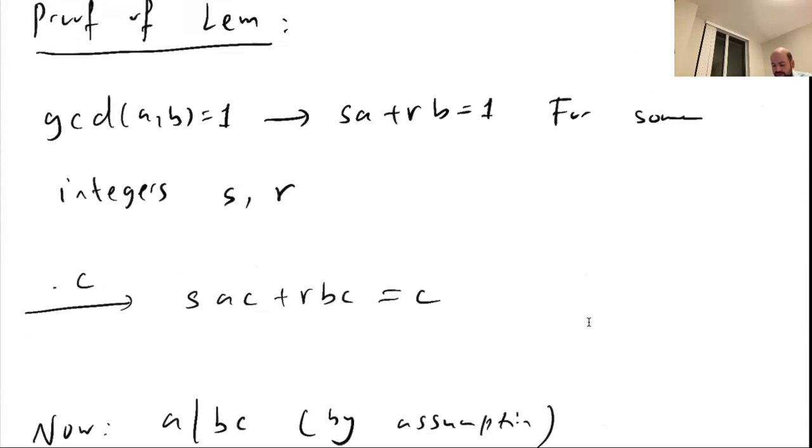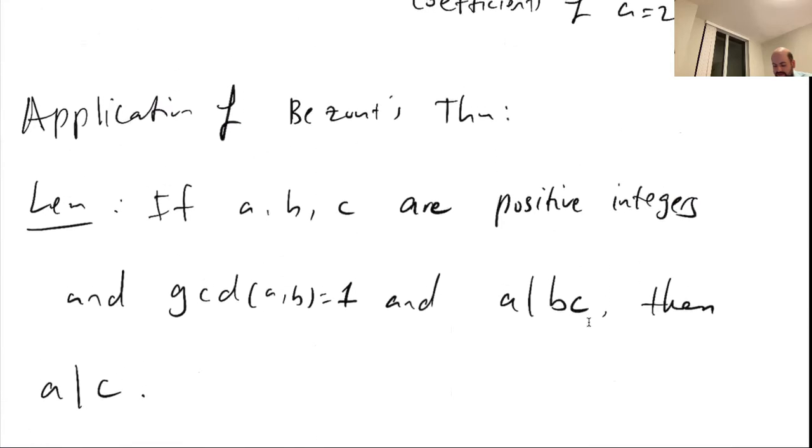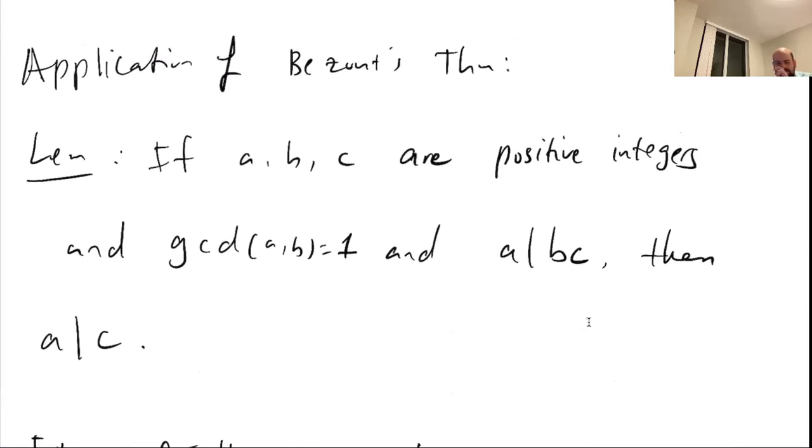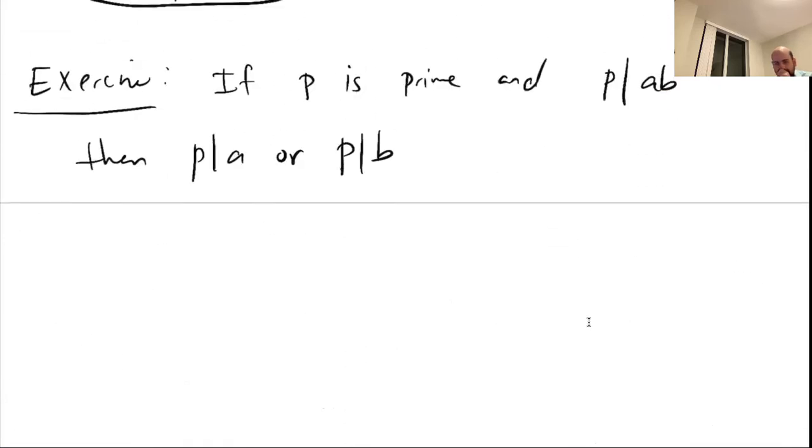now look, let's compare it with this lemma. Instead of A divides BC, here we have P divides AB. Now, if P and A are relatively prime, then the lemma says that P divides B. But are P and A relatively prime? That depends.